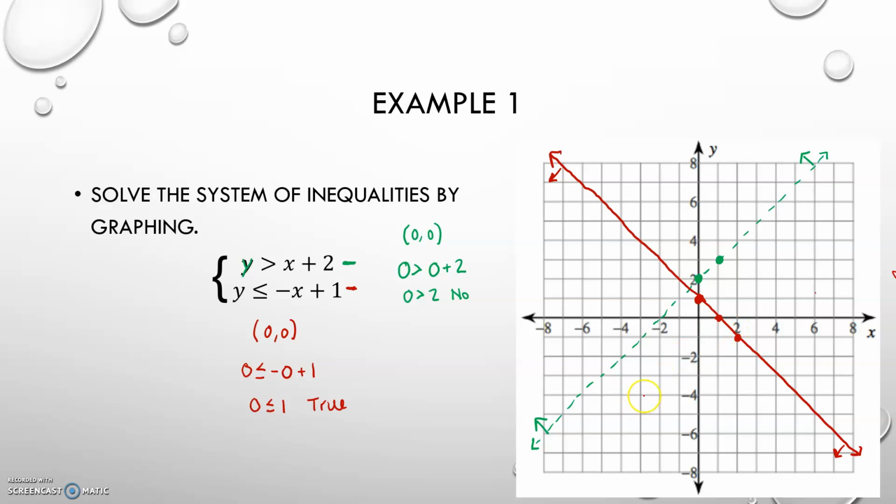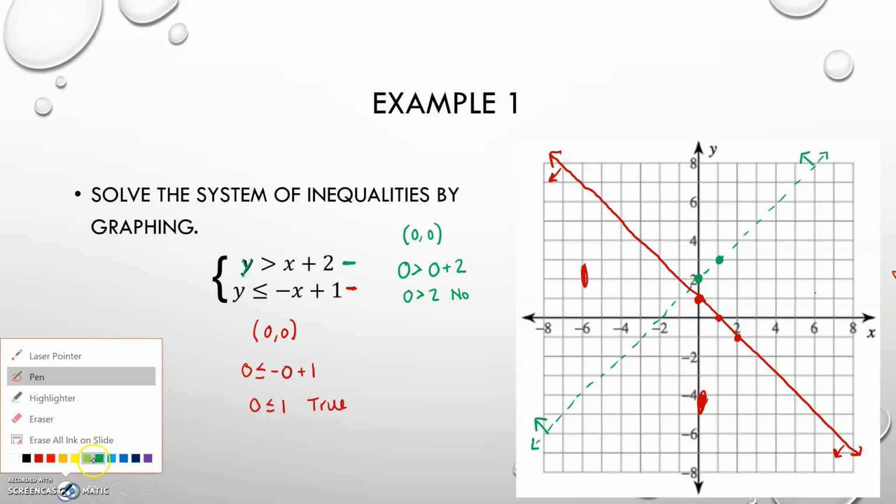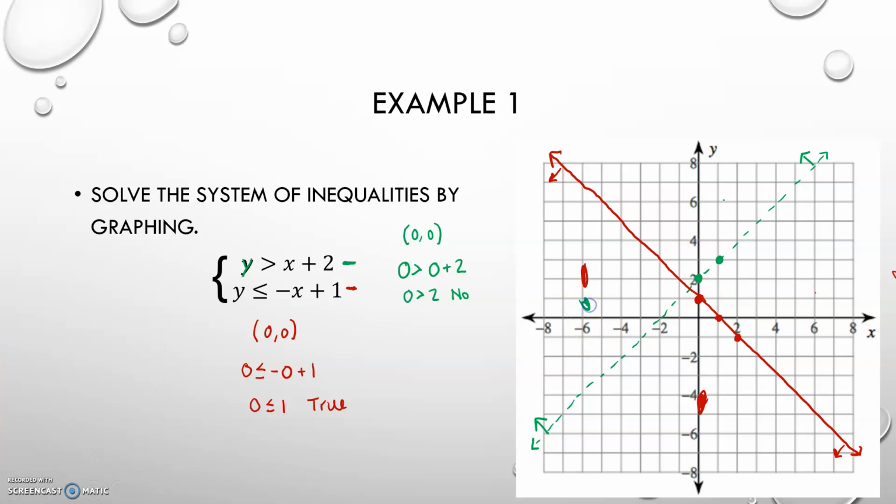So when I shade, I'm looking for where they overlap. Some people will even draw some lines to help them. If you need to do that, you can. I like using the arrows because then I don't have to worry about it being super messy. For this red line, I'm shading either this section or this section. For the green one, I need to shade either this section or this section. And this right here is the only one they have in common. So the solution is going to be this section right here.